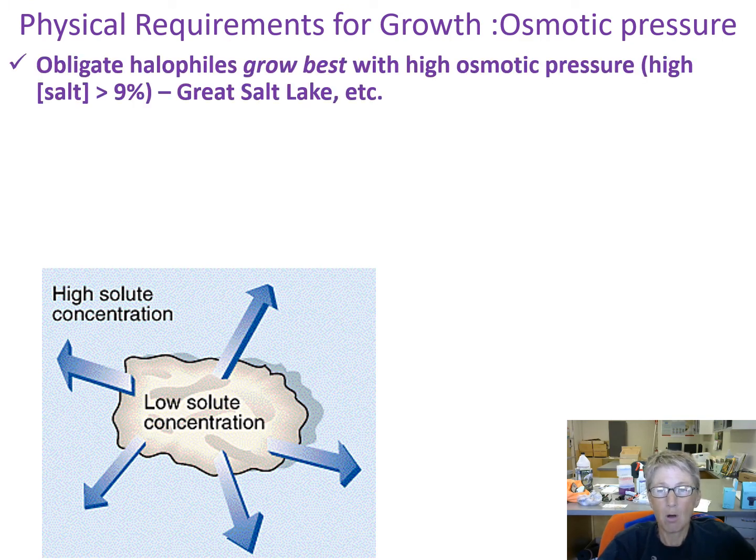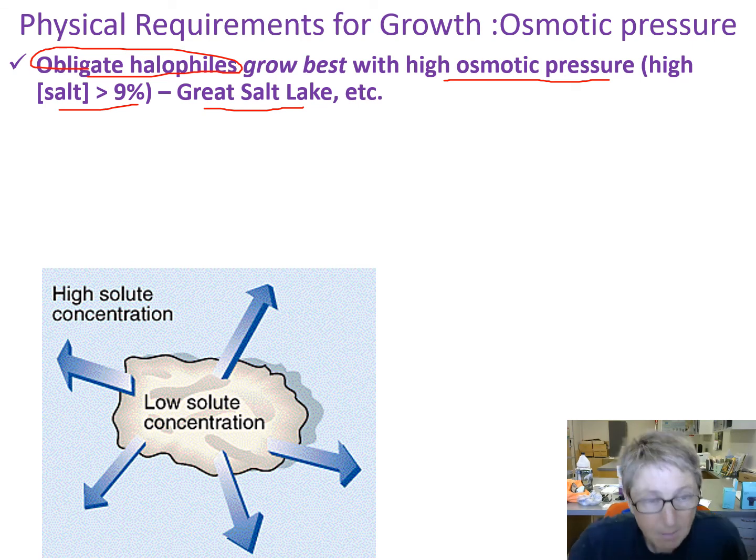If you are an obligate halophile, you really like high osmotic pressure and high salt concentration, greater than 9%. So for example, you would find that in the Great Salt Lake. Obligate means that the high salt conditions are necessary for you to grow.